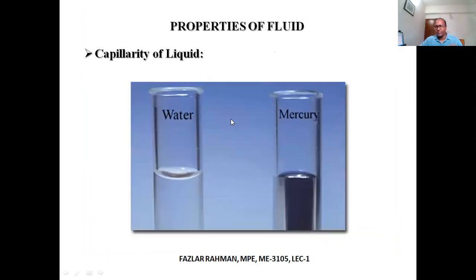You see right over here, if you put water, then it is going up. What does it mean? That the adhesion property is higher. If you put the same tube in mercury, you see the level of mercury close to the wall is going down. That means it has more cohesive property. Okay. So at this level, you just understand what cohesiveness and adhesiveness are, and what the capillarity of a fluid is. Okay.